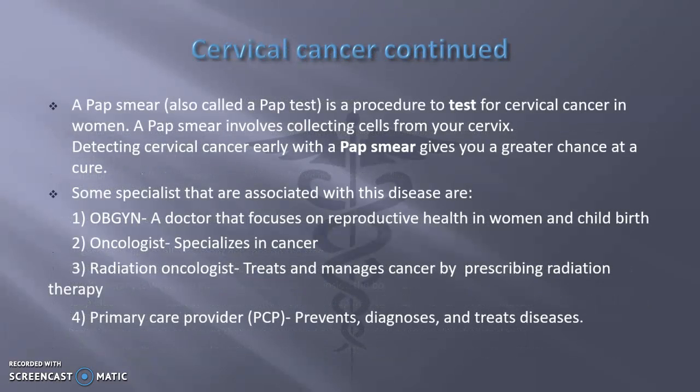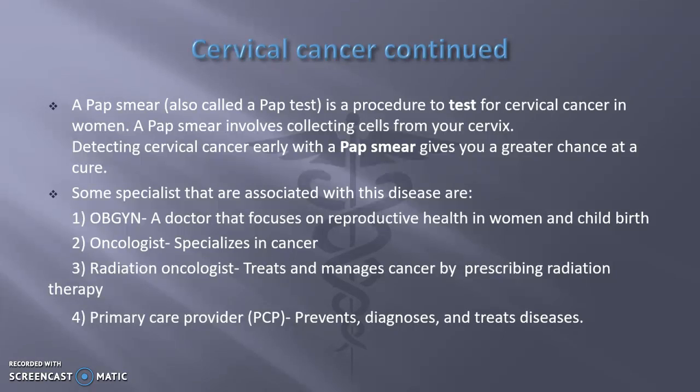Cervical cancer continued. A Pap smear, also known as Pap test, is a procedure to test for cervical cancer in women. It's a preventive procedure. A Pap smear involves collecting cells from your cervix. It's important to detect cervical cancer early with a Pap smear. It gives you a greater chance at a cure.